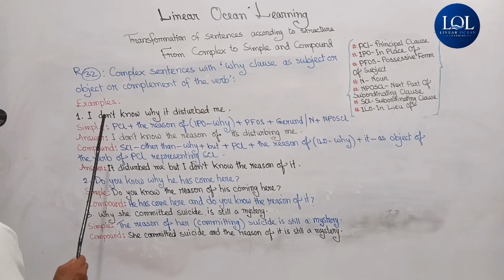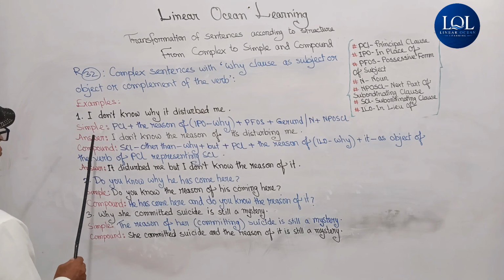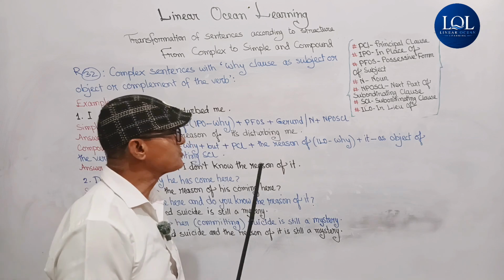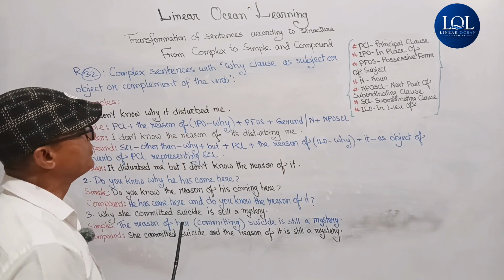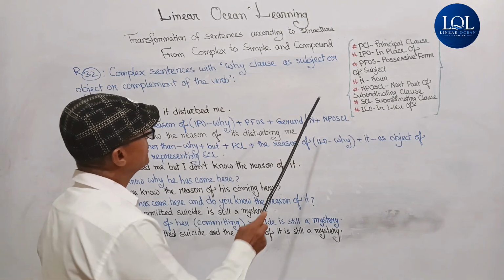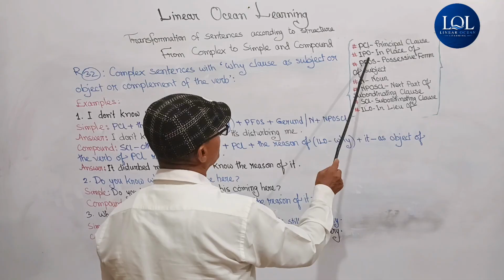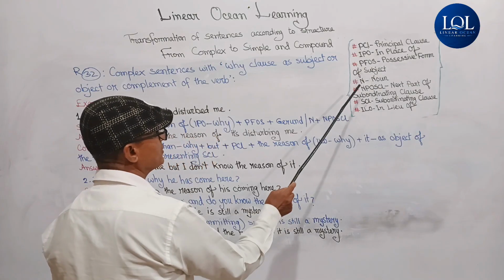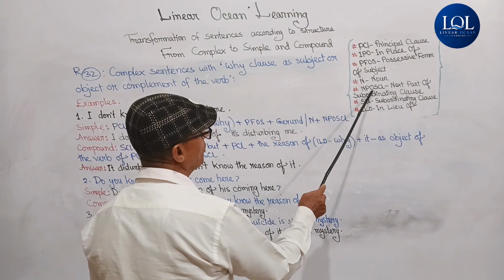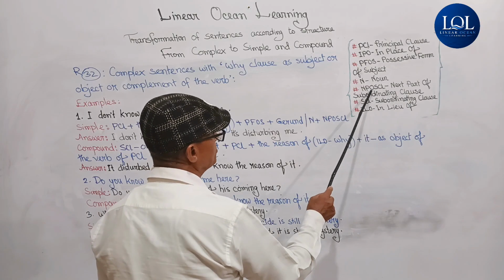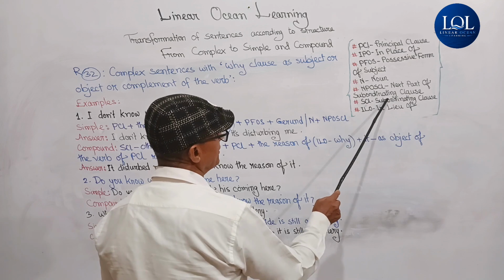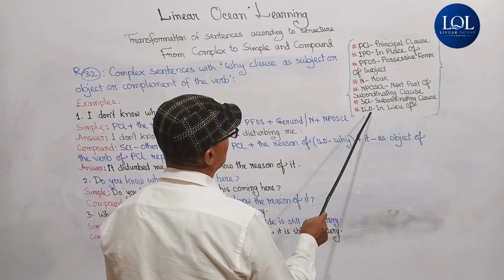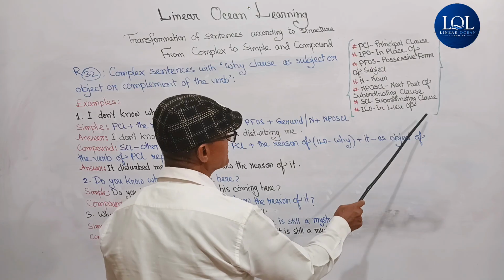If we want to transform it into a simple sentence, we have to follow our structure. Viewers, in my structures I have used some abbreviations and I should clarify them. Here PCL means principal clause, IPO means in place of, PFOS possessive form of subject, N means noun, NPOSCL means next part of subordinating clause, CL clause. SCL means subordinating clause. ILO means in lieu of, that means instead of.